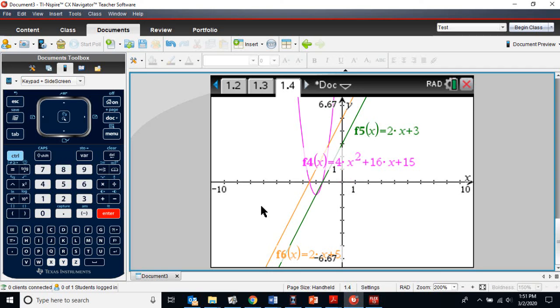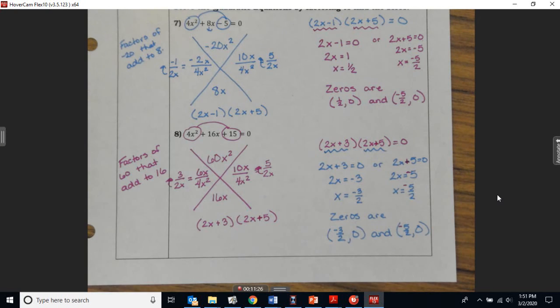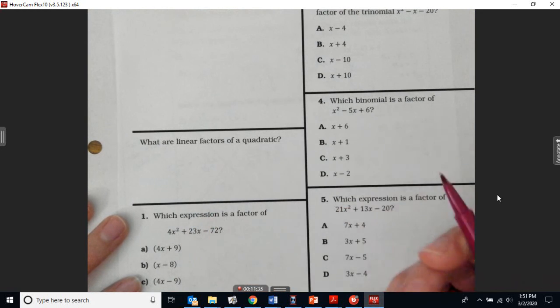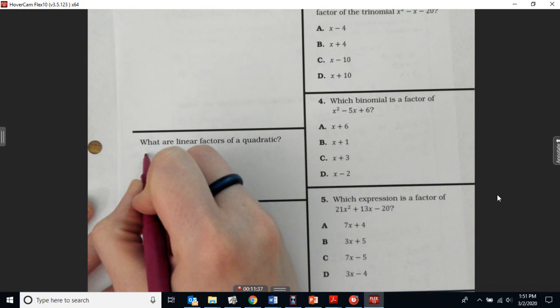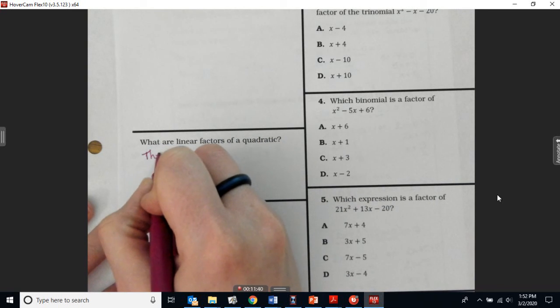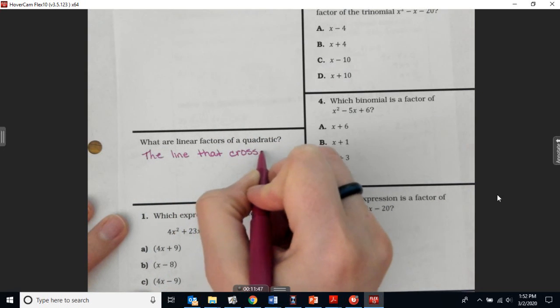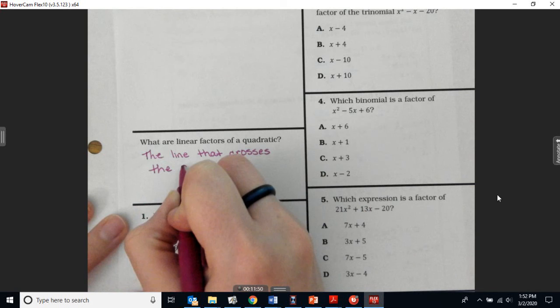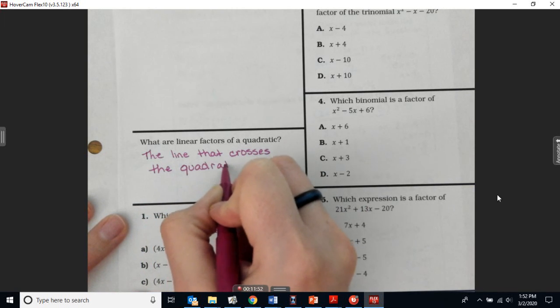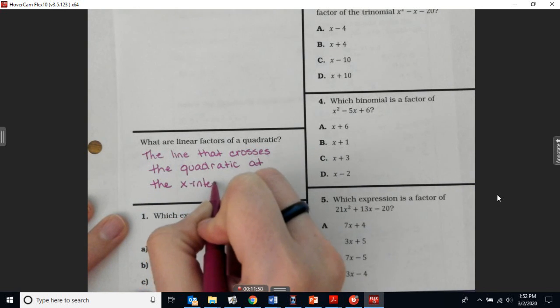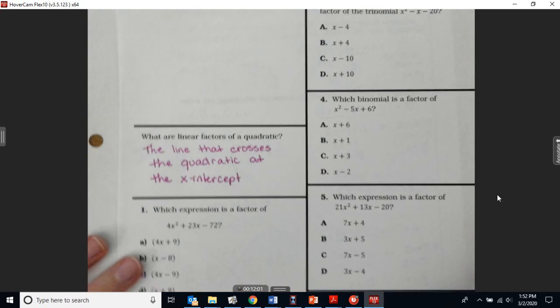So if you are struggling with factoring, which is what your quiz was over last week, then I want you to grab this paper and I want you to say that what are linear factors of a quadratic? What you are looking for is the line that crosses the quadratic at the x-intercept. Okay?